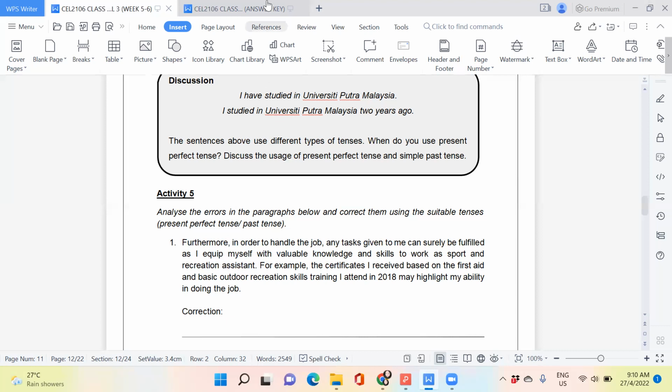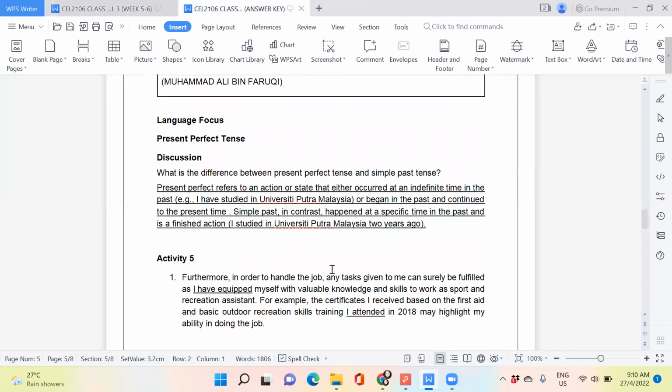All right. Okay, next. Myself with valuable knowledge and skills. For example, the certificates I received based on the first aid and basic outdoor recreation skills training I attended. Okay, so kenapa kita guna simple past tense? Because this happened in 2018. There's no continuation from the training today. All right, so you finished the training in 2018. So you use simple past tense.